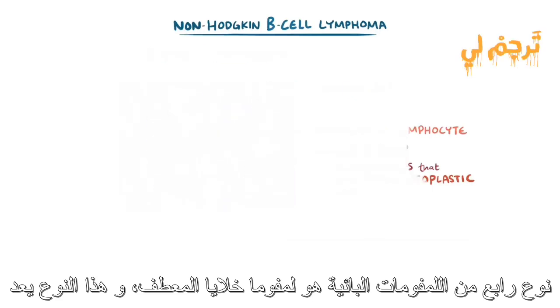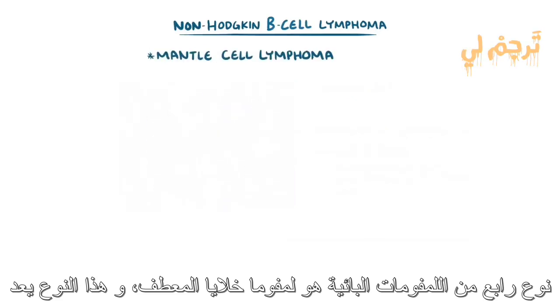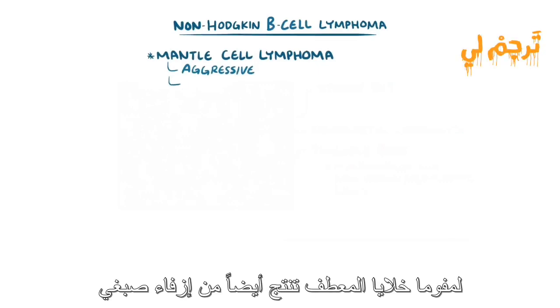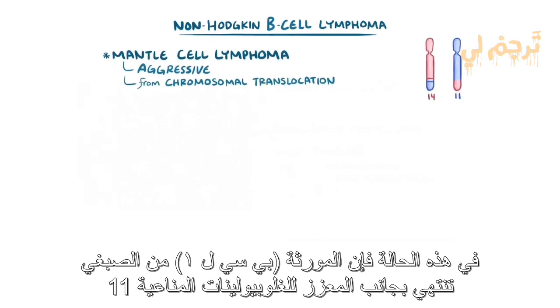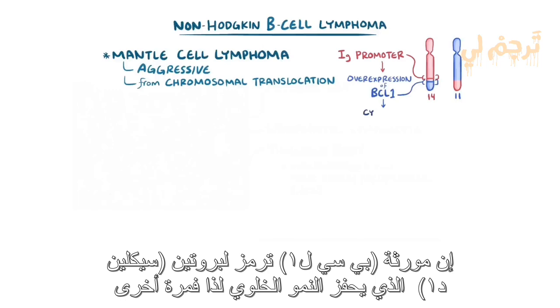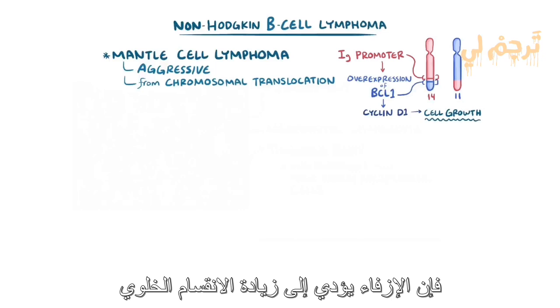A fourth type of B-cell lymphoma is mantle cell lymphoma, and this one's an aggressive lymphoma. Mantle cell lymphoma can also result from a chromosomal translocation. In this case, the BCL1 gene from chromosome 11 ends up next to the immunoglobulin promoter on chromosome 14, which again upregulates its expression. The BCL1 gene encodes the protein cyclin D1, which stimulates cell growth. So once again, the translocation results in increased cell division.